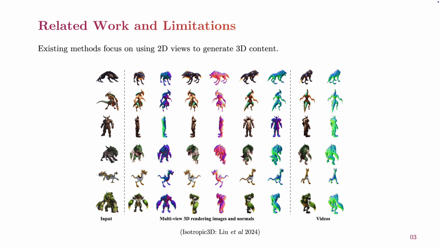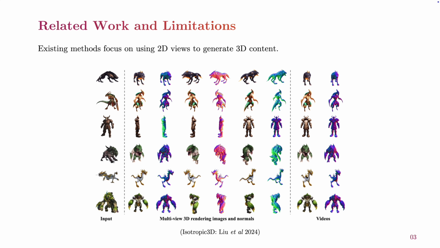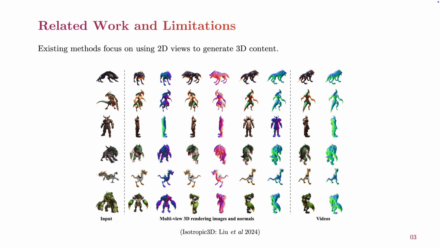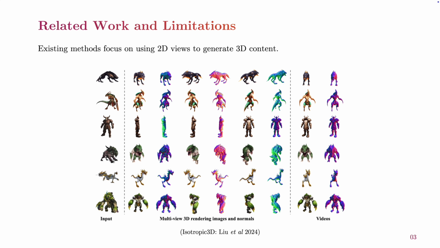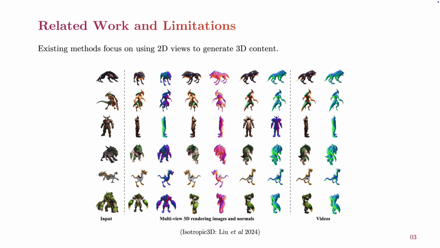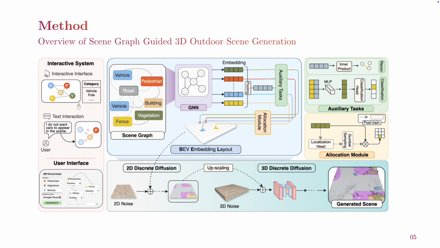Currently, some controllable 3D generation methods use multi-view 2D images to generate 3D models. However, due to the complexity and interconnected nature of outdoor scenes, these object-focused methods are challenging to adapt for outdoor 3D scene generation. Additionally, there are works that generate outdoor point clouds using natural language descriptions. However, text-to-3D provides insufficient control over both physical constraints and spatial details. In this work, we propose a new control paradigm by utilizing scene graphs for controllable 3D scene generation.